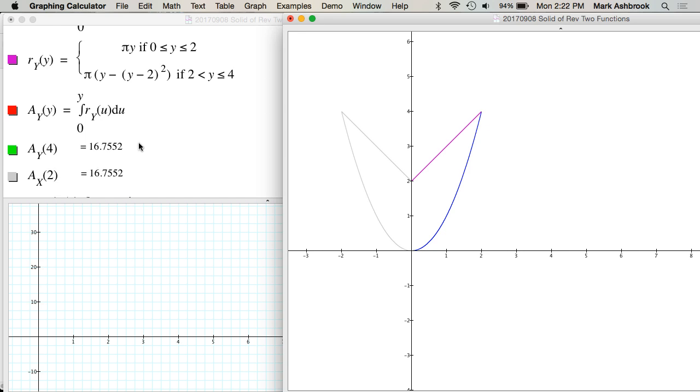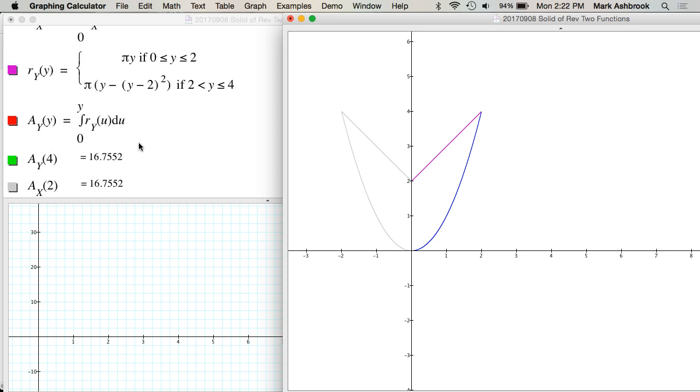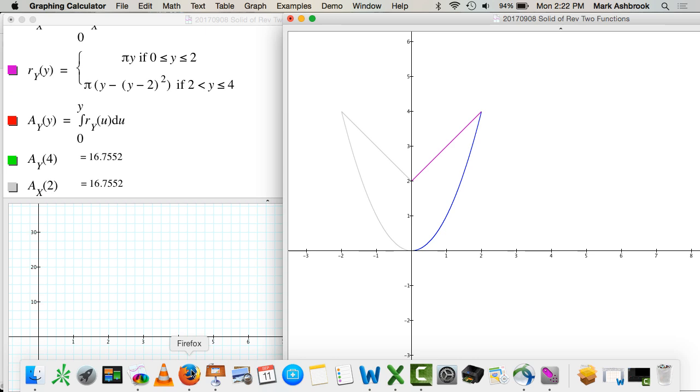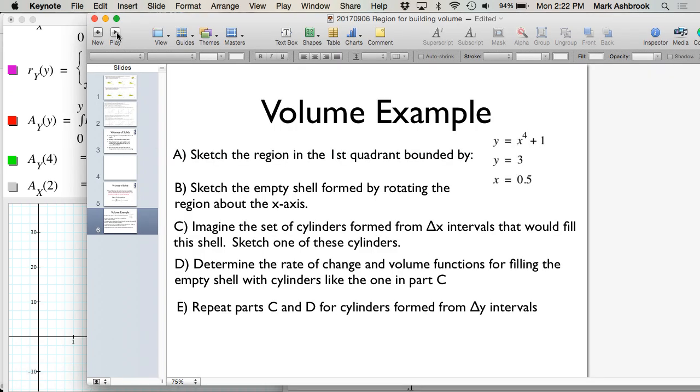Okay, questions about your homework example? Okay, so let's do one more, and I'm going to leave all the work to you. You can use the graph paper as you please.